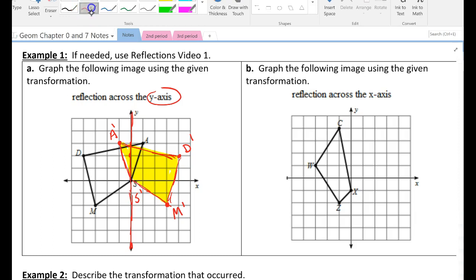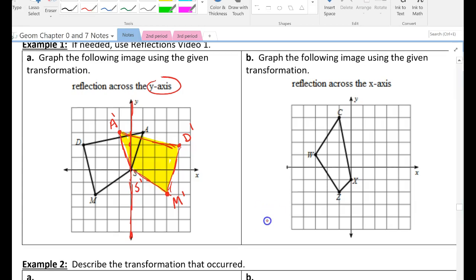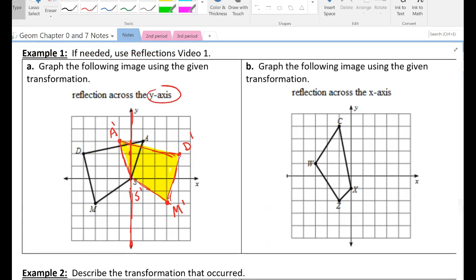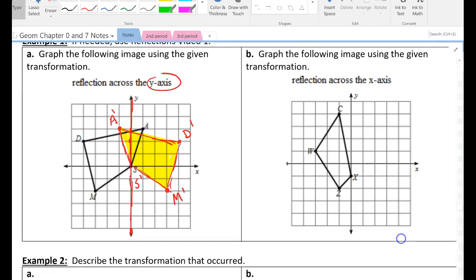Alright, so now it's your turn. Go ahead and pause the video. I want you to try part B. And then when you restart the video, the solution will be up there, and I'll go through a brief explanation. Again, if you have any trouble with these questions and you can't figure it out from the video, make sure that you ask when you're in class. Alright, so go ahead and pause the video, and when you restart it, we'll talk about the solution.